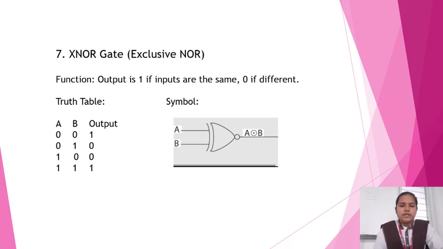Because the function of the XNOR gate is: output is 1 if inputs are the same, 0 if different. Here A equals B equals 0, the inputs are the same, so the output becomes 1. Here A equals 0 and B equals 1, the inputs are different, so the output becomes 0. A equals 1 and B equals 0, the inputs are different, so the output becomes 0. A equals B equals 1, the inputs are the same, so the output becomes 1. And this is about the XNOR gate.